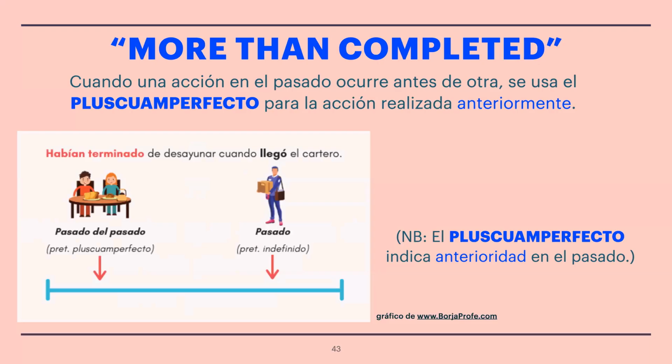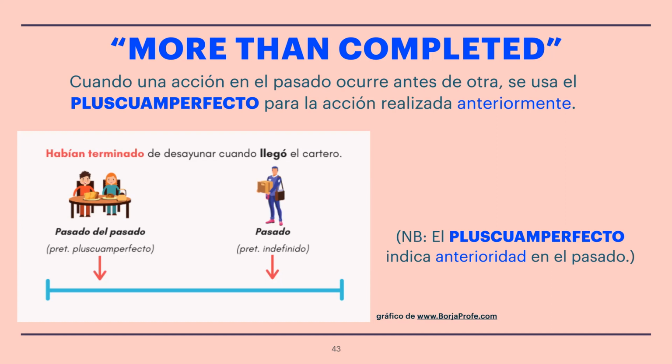Ok, yo dije al principio que también íbamos a hablar del pluscuamperfecto. Es otro tiempo verbal que tiene aspecto pasado. La palabra pluscuamperfecto literalmente quiere decir more than completed en latín. Cuando una acción en el pasado ocurre antes de otra, usamos el pluscuamperfecto para la acción realizada anteriormente. Eso es la anterioridad, del cual hemos hablado.